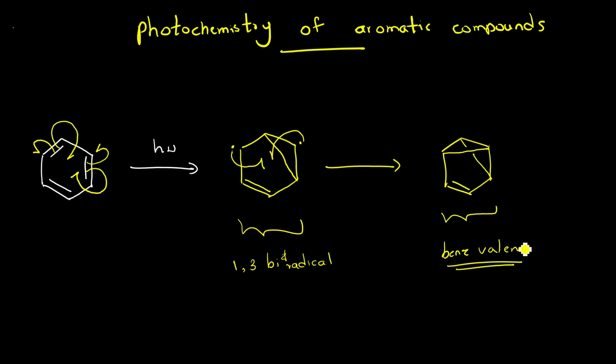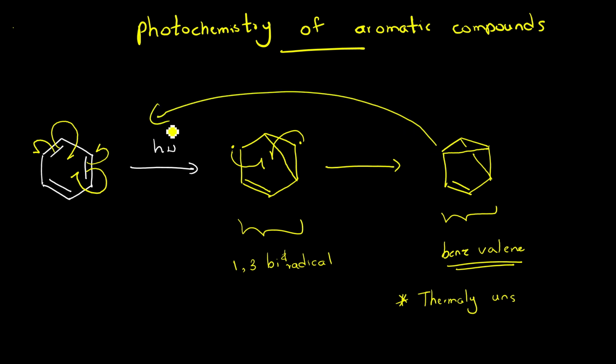Now this particular compound, benzvalene, is thermally unstable. So what happens is when this product is formed, it will go back into benzene very quickly because it's unstable. But we need this structure when it comes to this isomerization. So let's take an example and see how these isomerizations work.